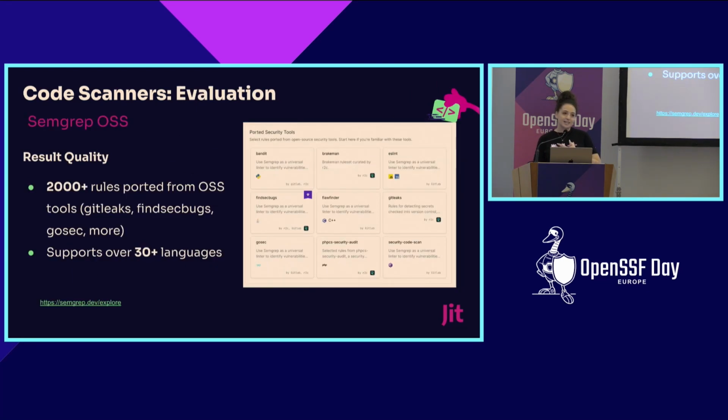So our recommendation is semgrep open source. Now let's evaluate it together. In terms of results quality, it has over 2,000 rules that include other rules from other tools to extend the coverage, like Gitleaks and GoSec. It has support for over 30 languages. This together enhances the efficacy of the tool.